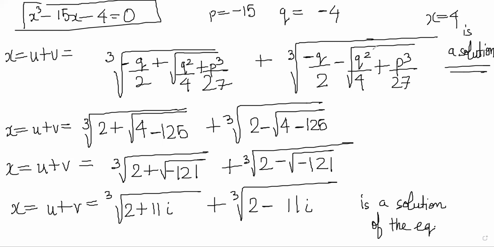X is equal to 4 is a solution we had gotten, right? So what is going on here? By Cardano's method, we are getting some complex numbers, and by normal guessing, we are getting X is equal to 4 and all roots are real, right? So what is going on?